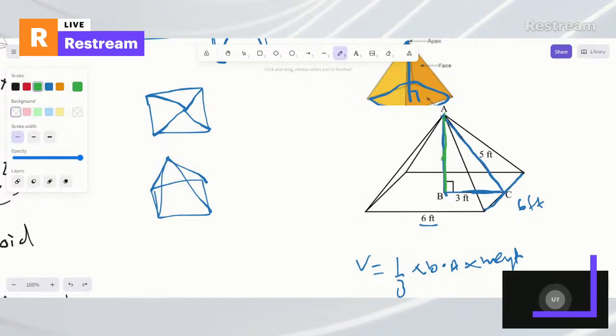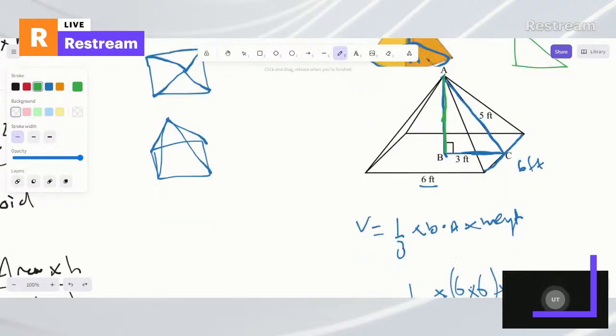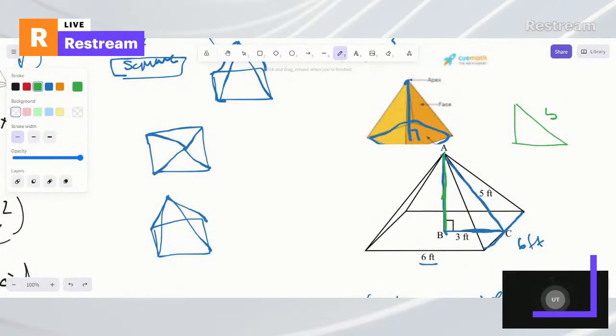Now we've learned about the Pythagoras theorem. What's the Pythagoras theorem? If I have a 90-degree angle and I have to find this side, then hypotenuse squared minus base squared equals perpendicular squared.